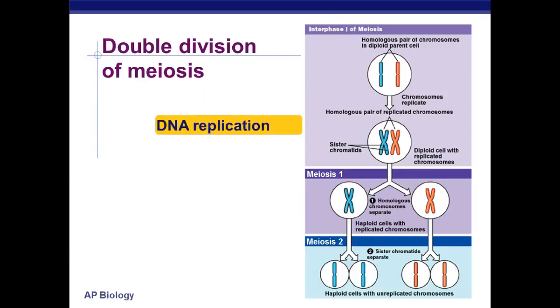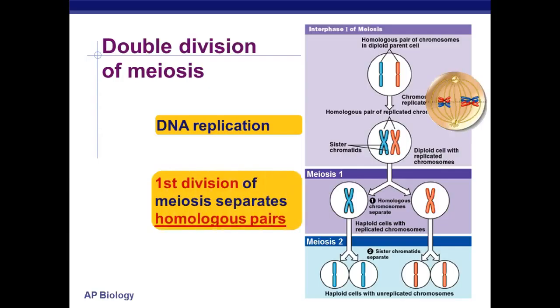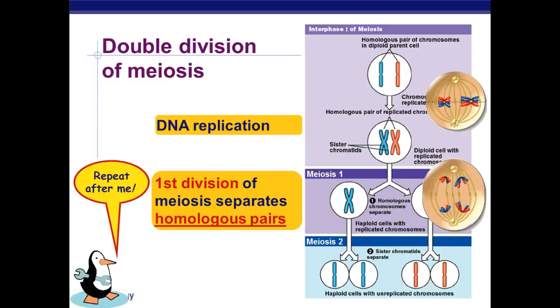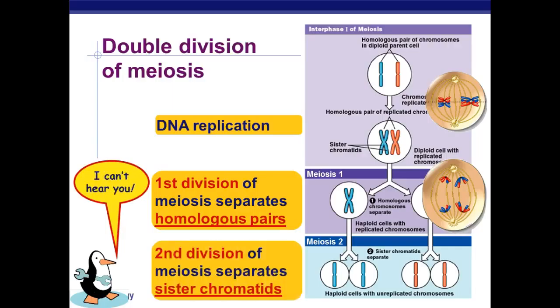So to reiterate here, we've got an interphase where the DNA gets copied. We have a first part of meiosis in which homologous pairs separate. That gets us a reduction division, gets us to haploid cells. And then a second round of cell division where sister chromatids are pulled apart, getting us 4 haploid cells.